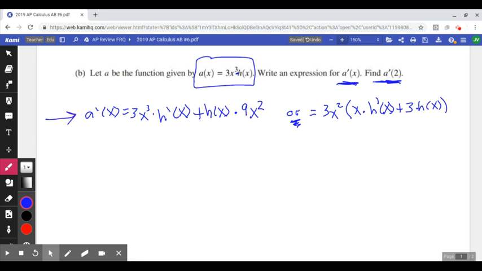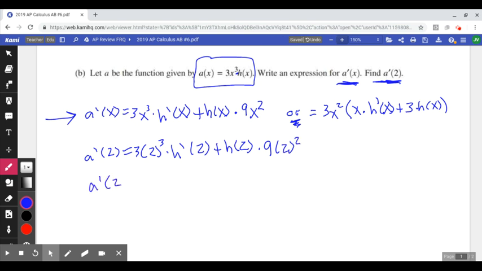And what we want to do now is answer the last part of this question, which is to find a prime at 2. So that's going to be 3 times 2 to the third times h prime at 2 plus h of 2 times 9 times 2 squared. What I would do next is not do any simplification other than getting the function notation out of there. You do have to do that.